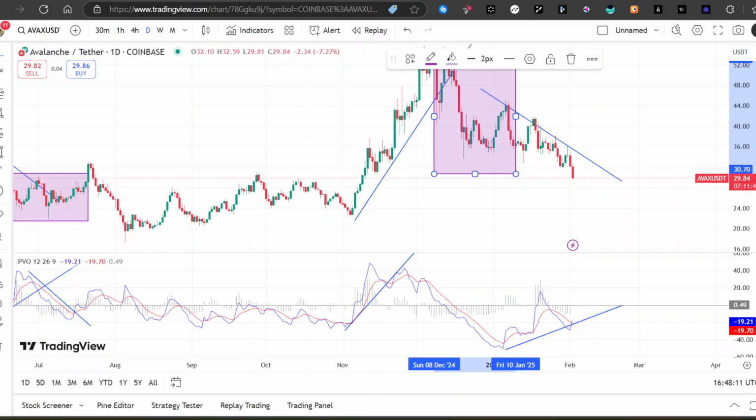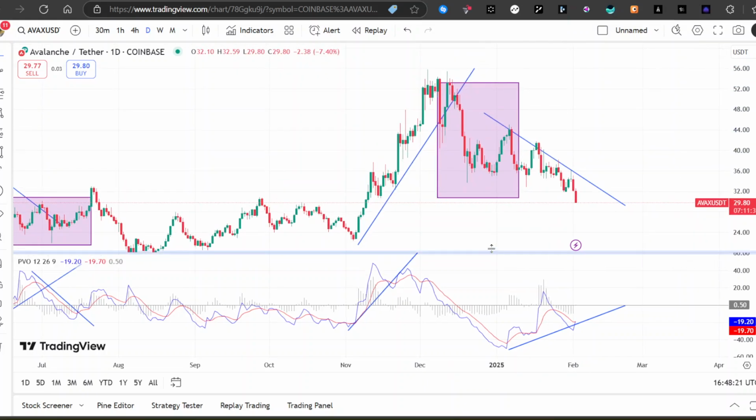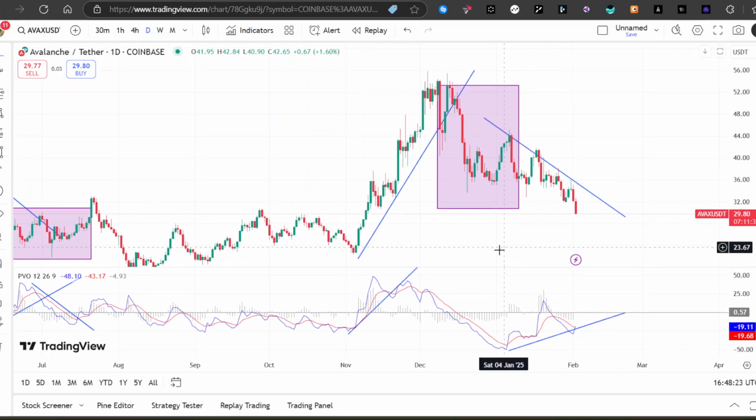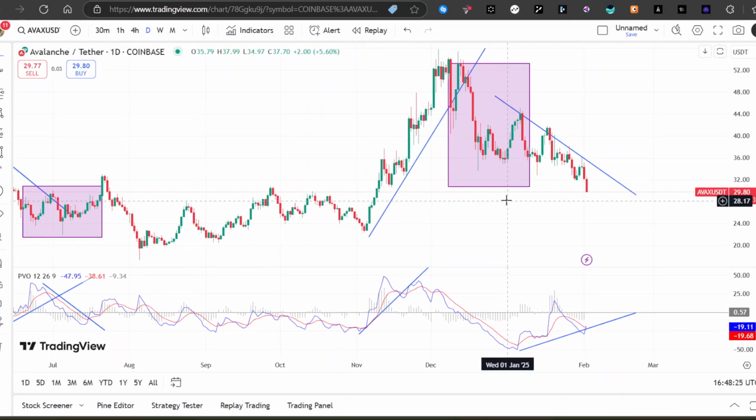And finally, the PVO can also help you to identify breakouts and fades. So strong volume movements often precede trend shifts, right? When you notice a strong volume, it can actually precede a shift in trend. So you might want to be paying attention to that.